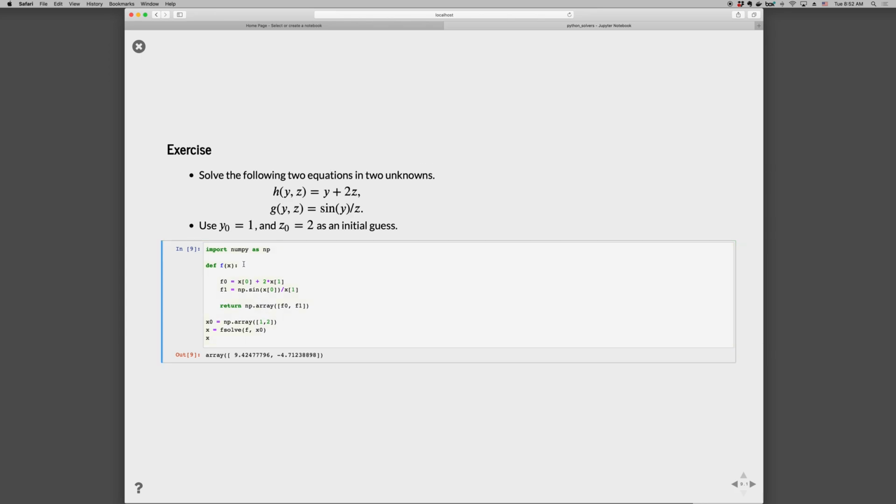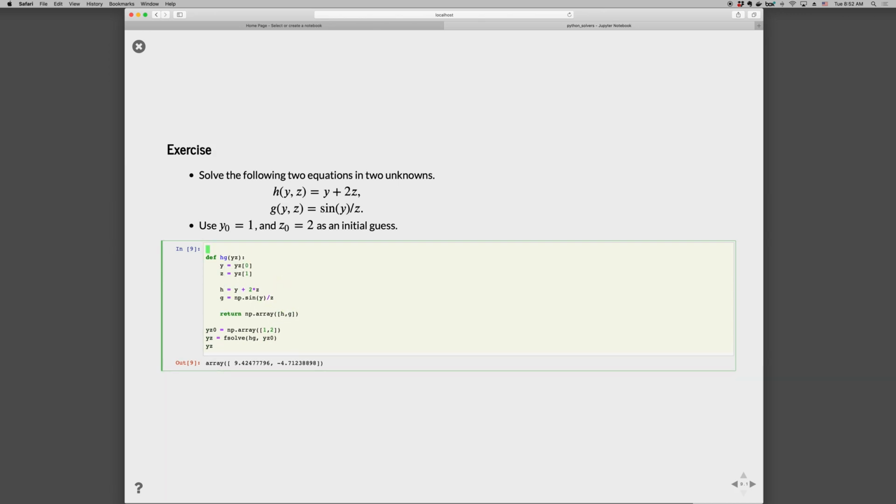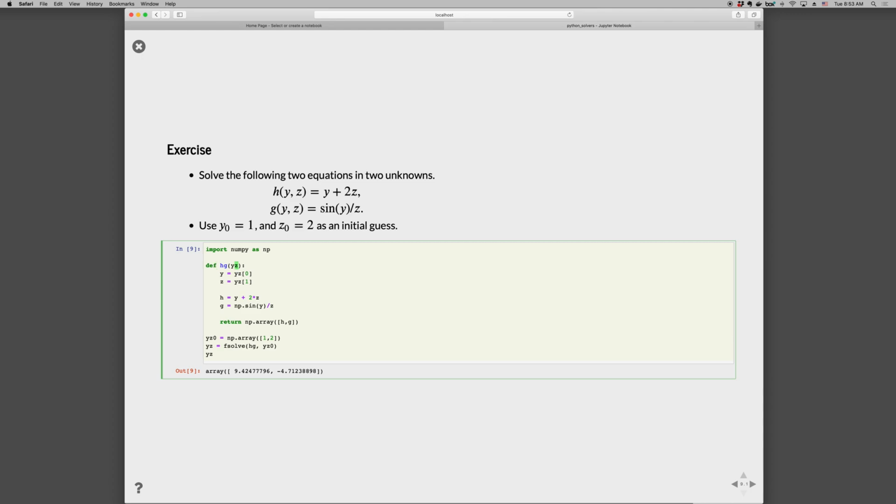So for me, it's easier to understand what my problem is really giving me if I use a function name and variable names that are descriptive of what's being passed in. So this works just fine, but I probably prefer to use hg of yz, recover my variables, and then write my functions, and return an array of functions, like so.